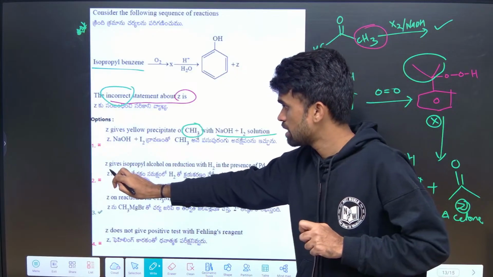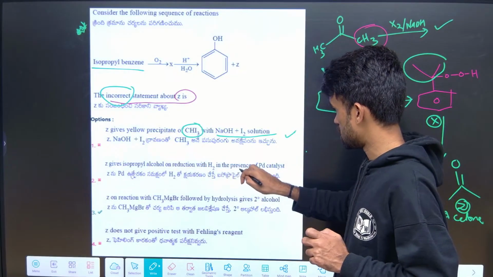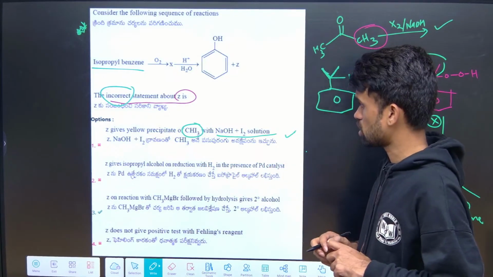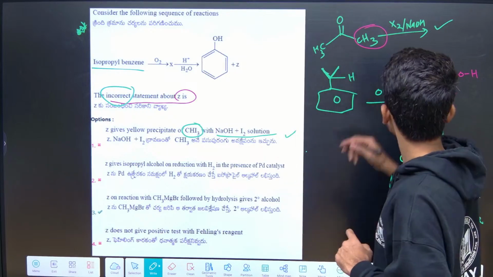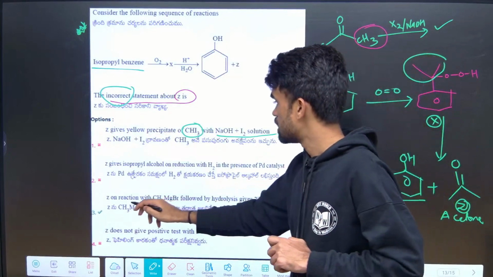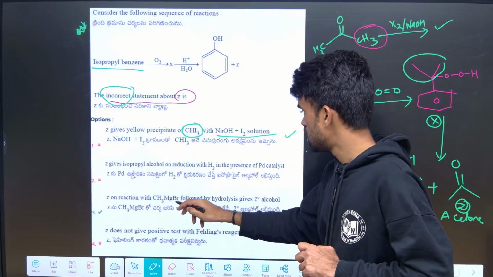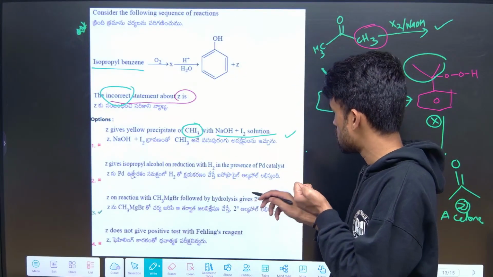Next, Z gives isopropyl alcohol on reduction with H2 in presence of Pd. Yes, that is also correct only. Reduction of acetone gives what? Alcohol, right? Then next, Z on reaction with methyl magnesium bromide followed by hydrolysis gives secondary alcohol.